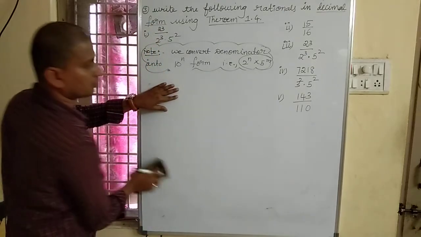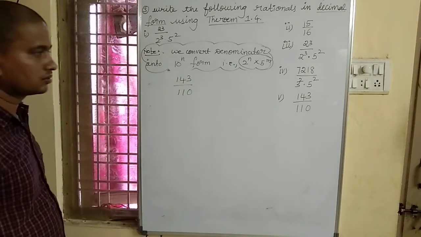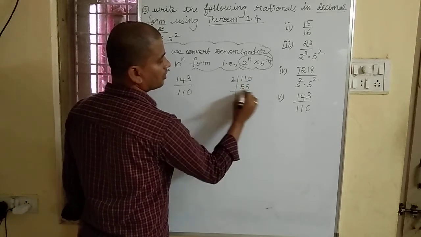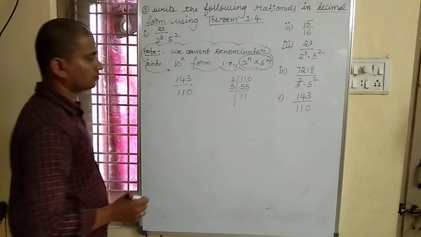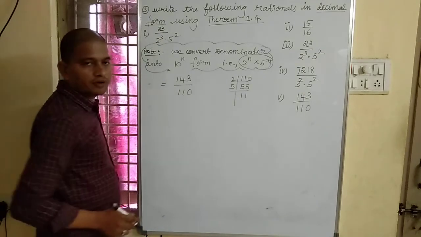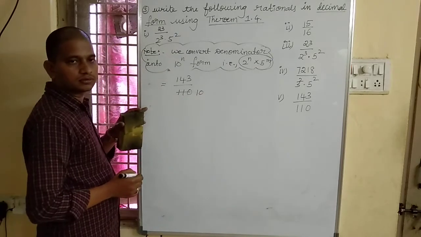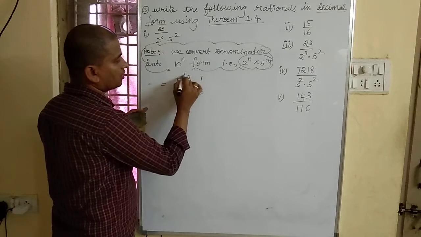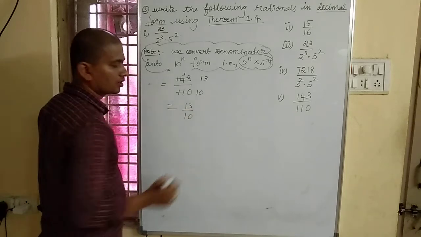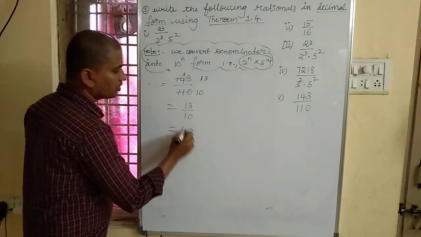So the last question is 143 divided by 110. Yes, let us find the prime factors of 110. Or else, let me convert into standard form first of all. 11 10s are 110, 11 1s are 11, 3 3s are 3, 11 3s. So this is 13 by 10. 13 by 10 we can write simply as 1.3.